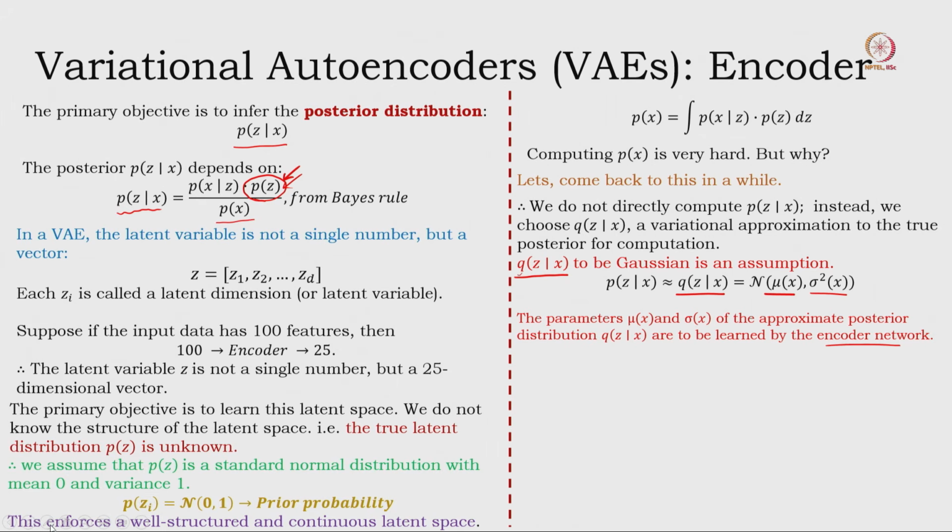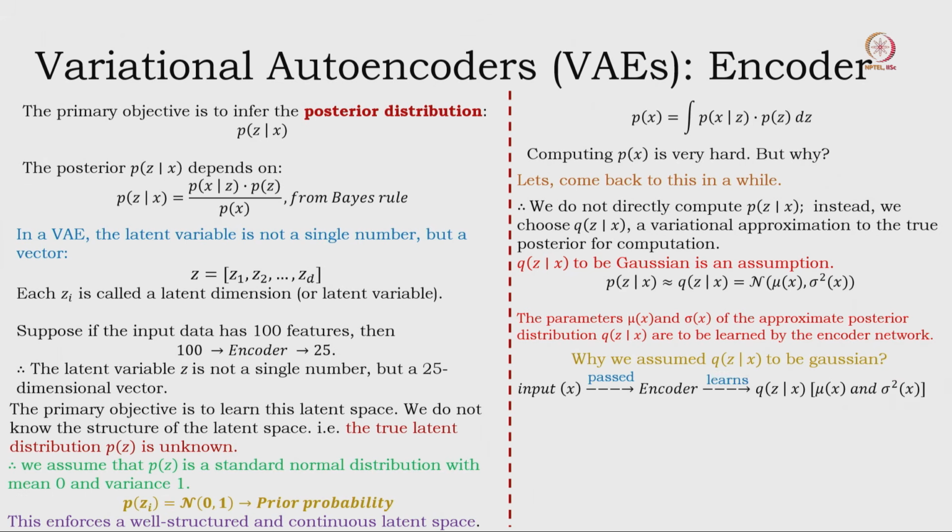Now, there is one important question. That question is, why did we assume q of z given x as Gaussian only? Why did we assume this? Now, for this the answer is: the input, which is x, when it is passed to an encoder, the encoder has to learn these parameters, right? Now, the question is, why did you choose Gaussian so that the encoder is learning these parameters? Why do you think? Can you recall the concept?